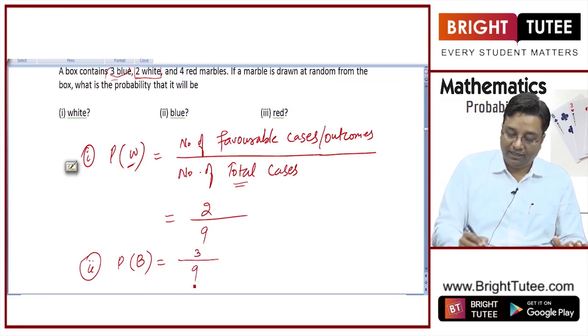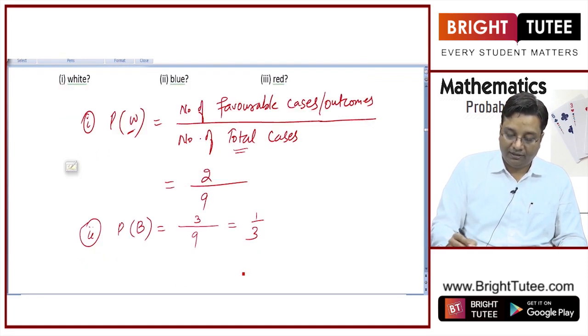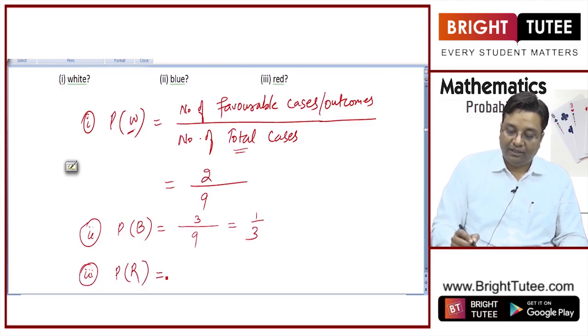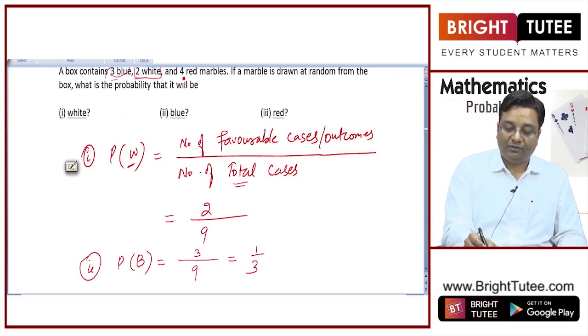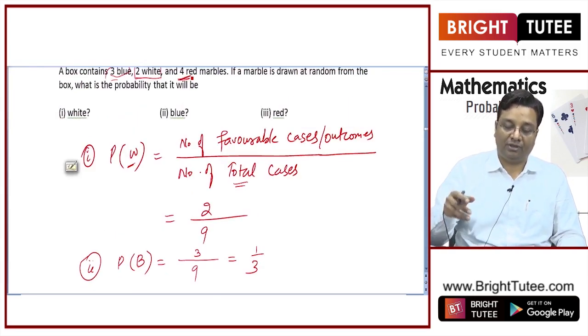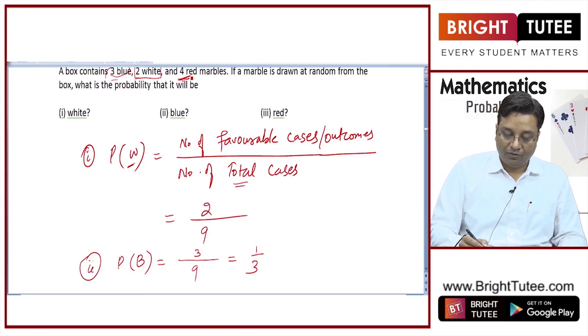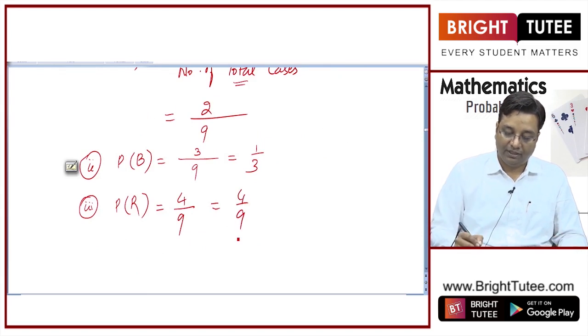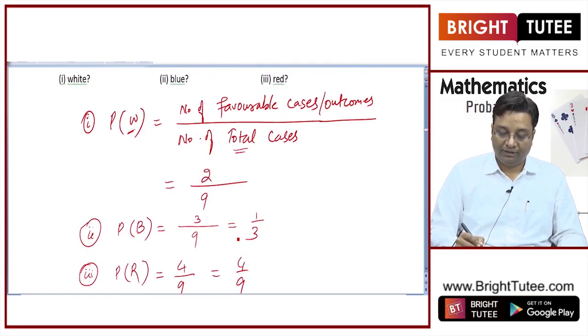Total number of cases 9. So it is equal to 1 by 3. And third question is probability of getting a red marble. What are the favorable cases? 4, because we have got 4 red marbles. So 4 by total number of outcomes, which is 9. So 4 by 9. So these are the probabilities.